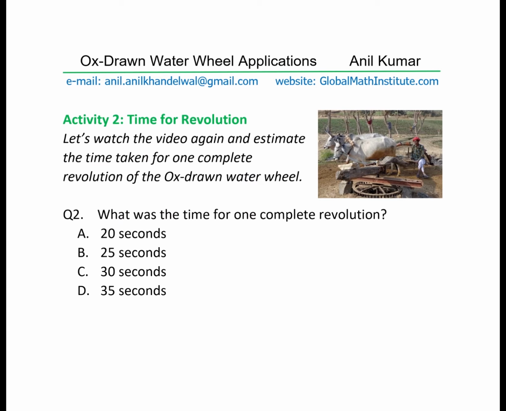Activity number 2 is, you need to figure out the time for one revolution. I think if you don't remember how much time it took for one full revolution, it's worth watching the video again. So when you watch the video this time, try to estimate the time taken for one complete revolution, right? That is, the time in which the ox-drawn water wheel rotates one full circle. Is that okay? So that is what you have to note. And once you do that, question number 2 is, what was the time for one complete revolution? You can select one of these.